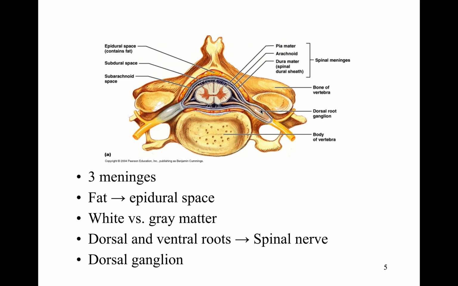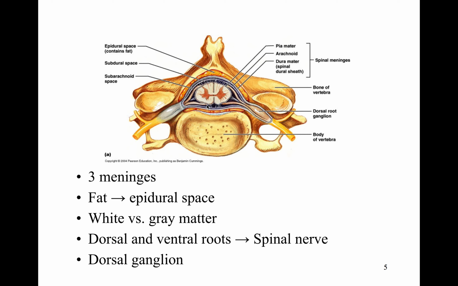That dorsal root, you'll notice, also has this kind of expanded region here, and that's known as the dorsal root ganglion. This expanded region, the dorsal root ganglion, is the site of our sensory neuron cell bodies. So we're going to have an accumulation of sensory neuron cell bodies here. The dorsal root is going to bring sensory information from the periphery of the body towards the central nervous system, or towards the spinal cord. So the dorsal root of the spinal nerve carries sensory information towards the spinal cord.